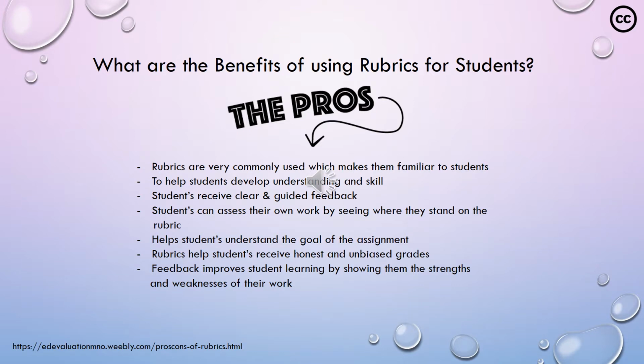There are many benefits for students too. Rubrics are commonly used, which makes them familiar to students, and familiarity increases comfortability. Rubrics help students develop an understanding and skill. Students receive clear and guided feedback. Students can assess their own work by seeing where they stand on the rubric. They help students understand the goals of the assignment, help students receive honest and unbiased grades, and finally, feedback improves student learning by showing them the strengths and weaknesses of their work.